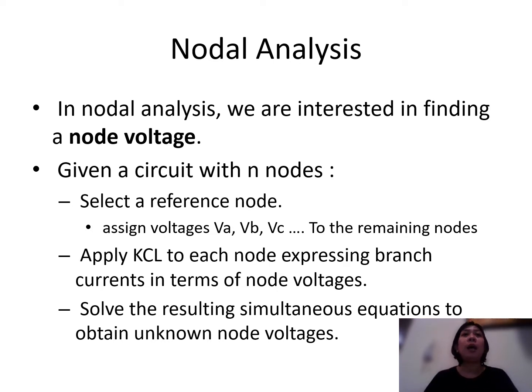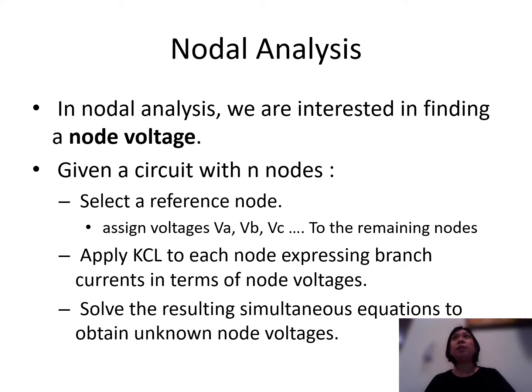In a given circuit with n number of nodes, we first have to set a reference node. Then we assign voltages VA, VB, VC, depending on what nodes you're trying to solve, or we can also write them in terms of numbers: V1, V2, V3, corresponding to node number 1, node number 2, node number 3, and so on, for the remaining nodes.